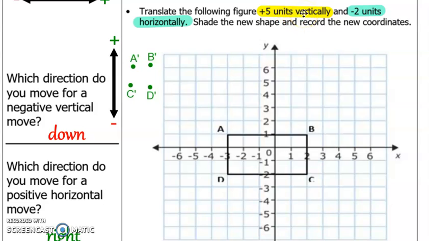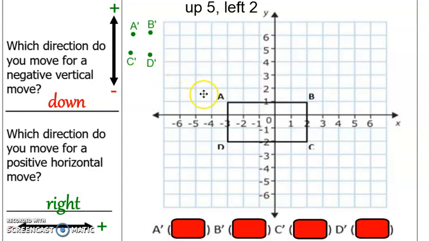It says plus 5 units vertically. Remember, if it's talking vertical, that means up or down. Plus 5 sounds like positive, so we're going to go up 5. It also says negative 2 units horizontally. Remember, horizontal is either left or right. Because it says negative 2, I know that means we are going left 2. So from each point on the original figure, we're going to go up 5 and left 2 to make our new figure. So let's start with point A.